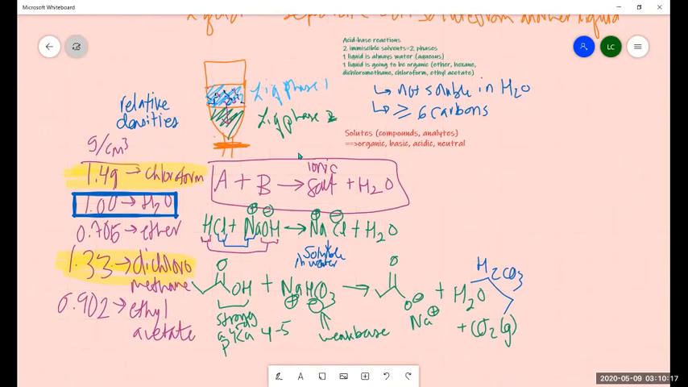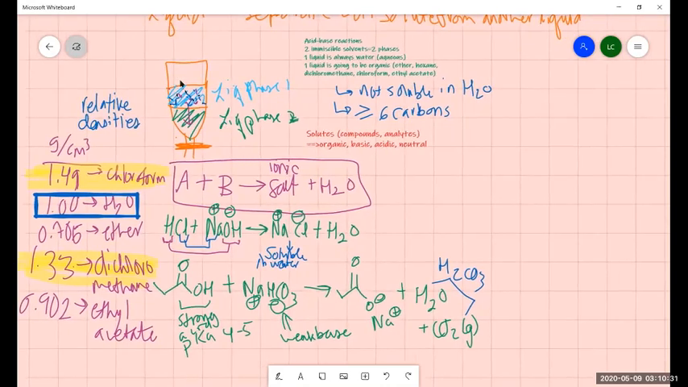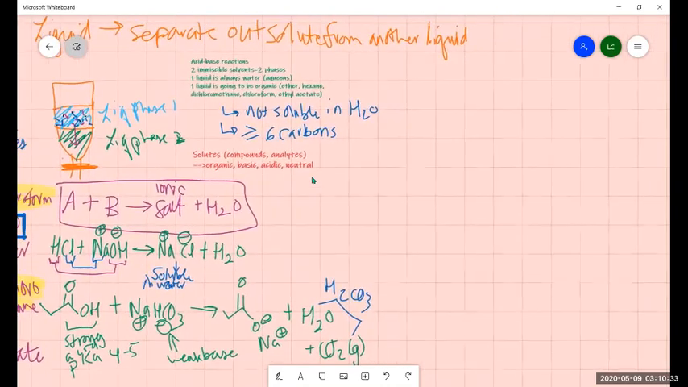So you want to pay attention to which one is organic, which one's the aqueous layer. Usually you keep the stuff in the organic layer and then continue moving on, but it depends on what you're doing.